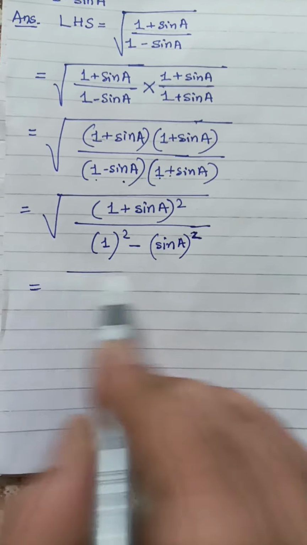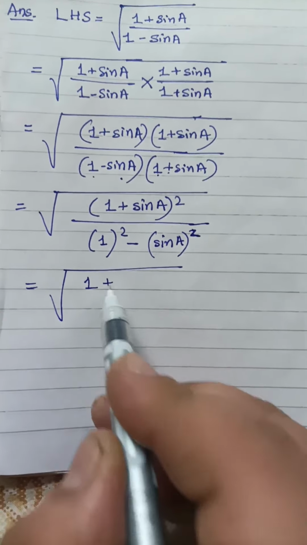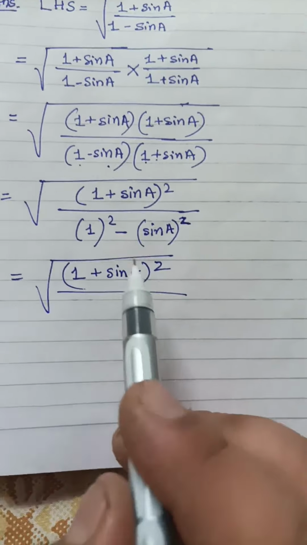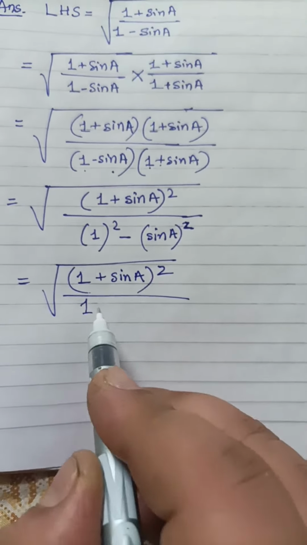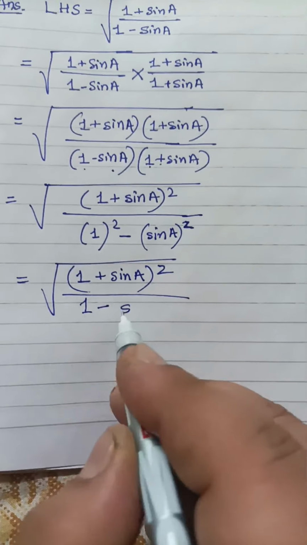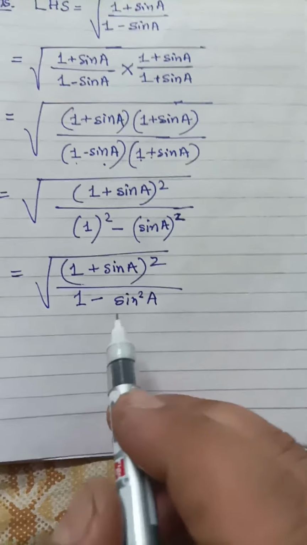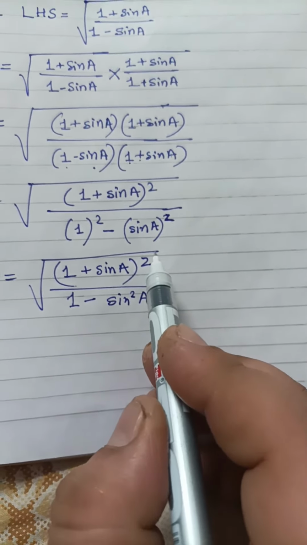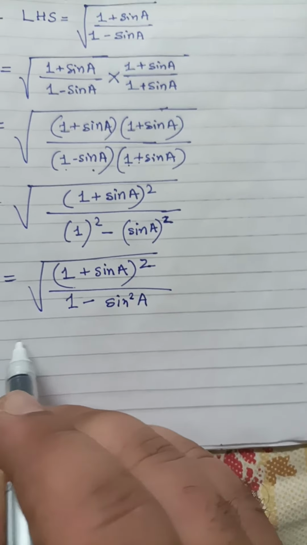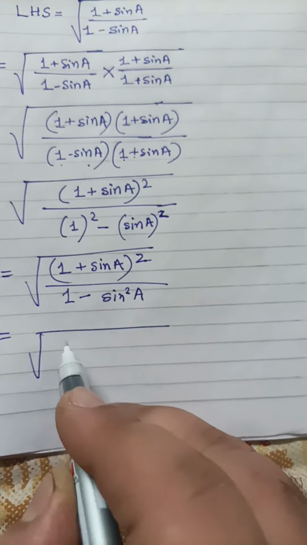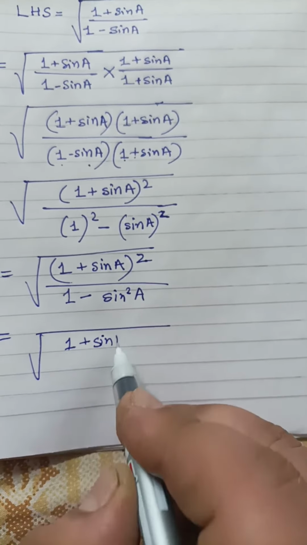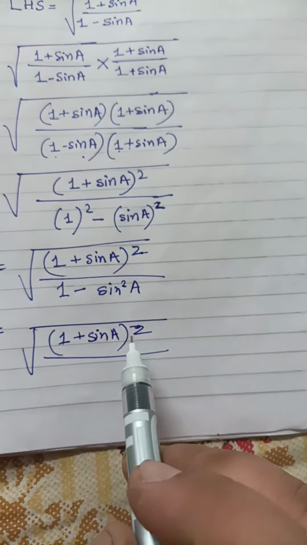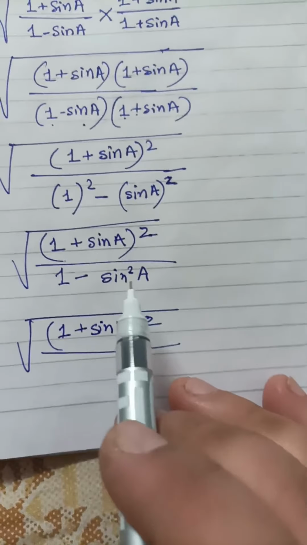So in the numerator we get 1 plus sin a raised to whole square, and in the denominator 1 square means 1, and sin a raised to 2 means sin square a. Now this square and this square root would get cancelled, but before that let us do one more step. The numerator is 1 plus sin a raised to 2. Now 1 minus sin square a.